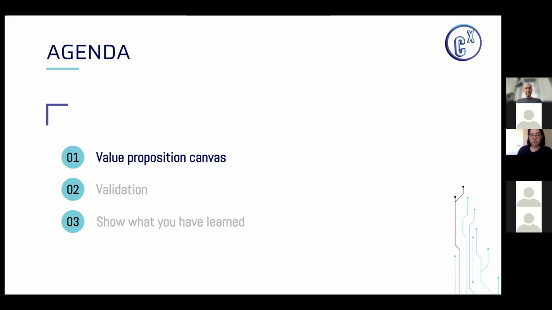Yes. So the first part, show what you have learned. It's gonna be about you creating the value proposition canvases, and then some of you are gonna present it to us so that we can talk about it, share ideas, and also so that we can give you some feedback.